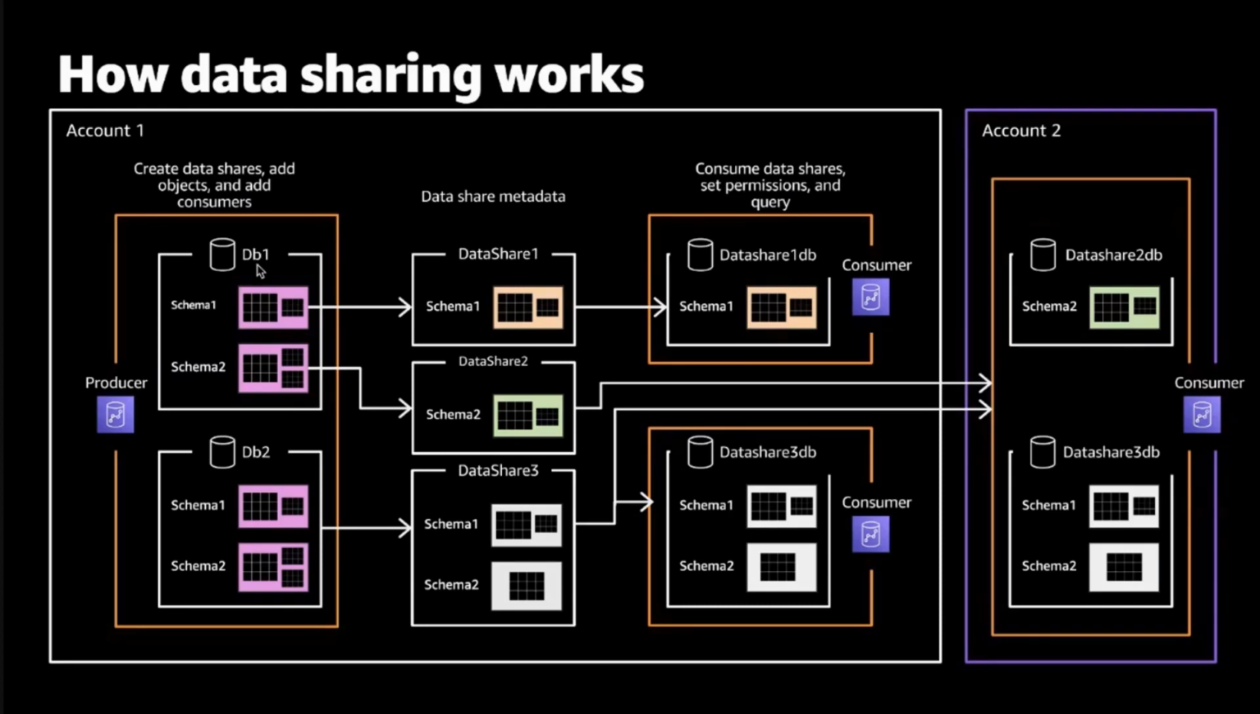A consumer in data sharing can be another cluster that is in the same account. In this picture, there are two accounts, account 1 and account 2. In account 1, there are multiple clusters: the cluster that is sharing the data, which I'm referring to as a producer, and a couple of other clusters that are acting as consumers. When you're sharing data, you can add consumers. The consumer can be another cluster in the same account, or it can be a completely different AWS account. And you can add more than one consumer to a specific data share.